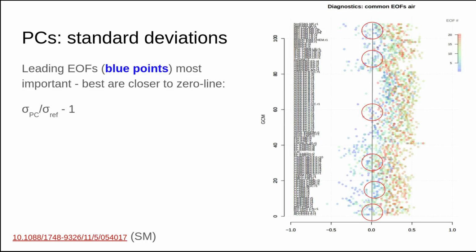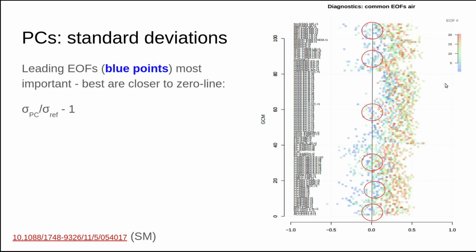Also, we can use the principal components to say something about how well the global climate models manage to reproduce large scales. So we look at the standard deviations of the principal components, one representing the reanalysis and one representing the models. We use the ratio minus 1, so it should be around 0 for a good match.